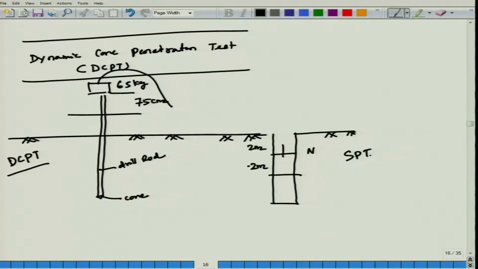In deeper depth it will be very difficult to borehole, because water will come into the picture and loose soil will be there. So, both have merit as well as demerit.